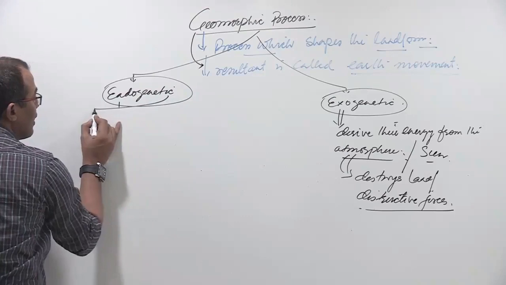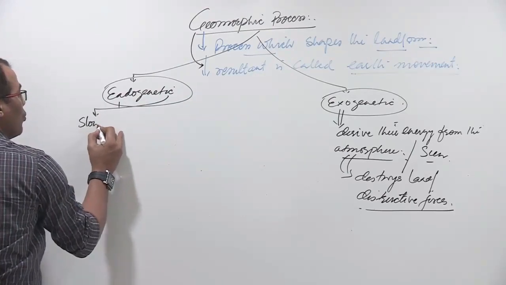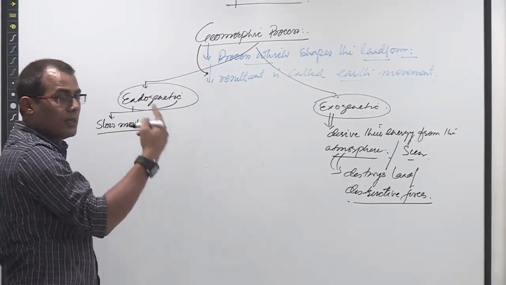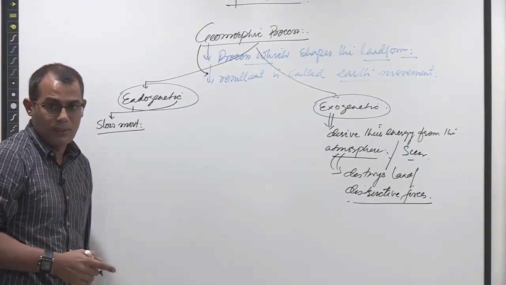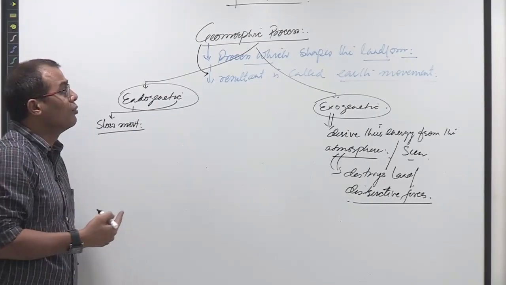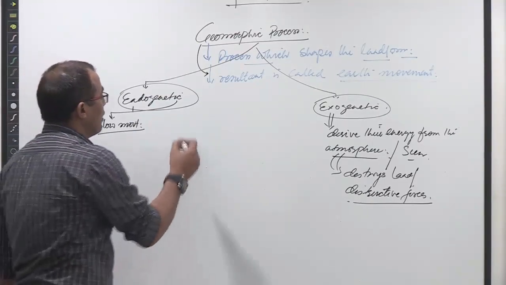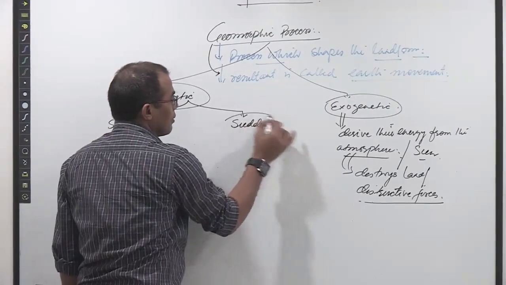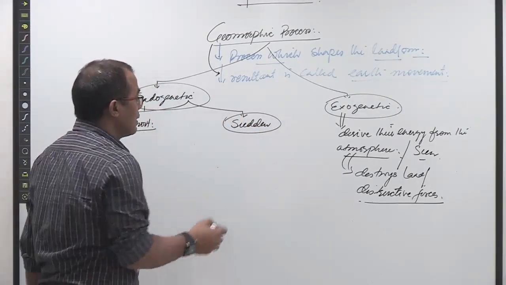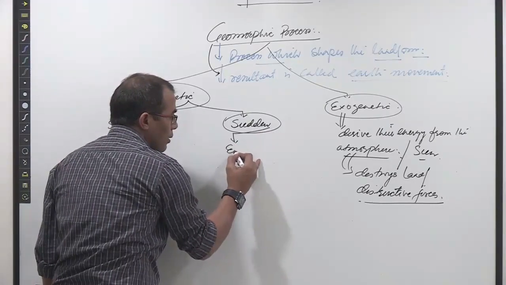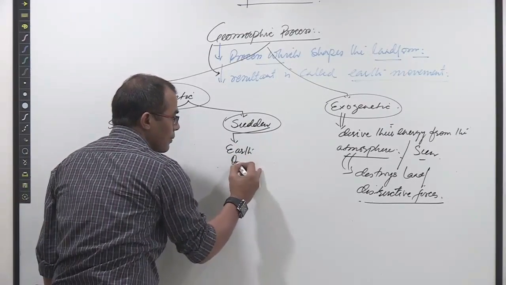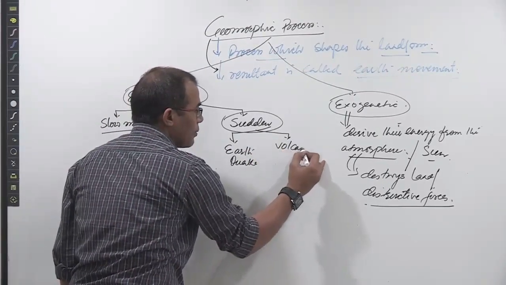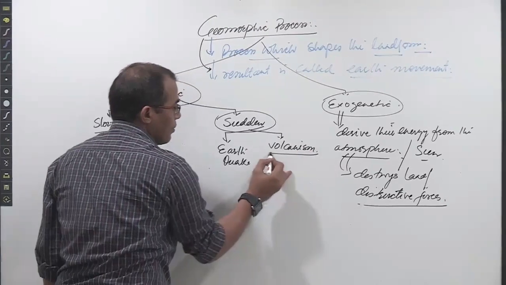Endogenetic is further divided into slow movement. When we talk about geomorphic process, the process will be slow process. When we talk about earth movement, we'll talk about slow movement and sudden movement. In sudden we include earthquake and volcanoes or volcanism.